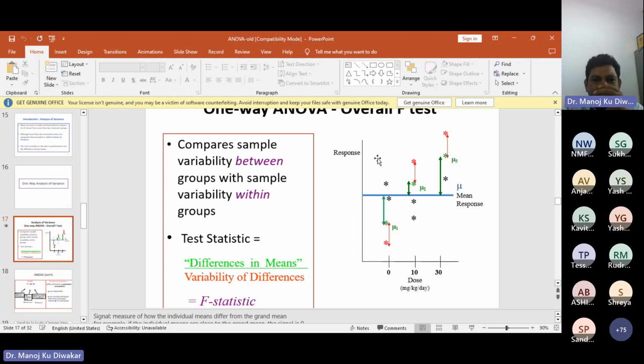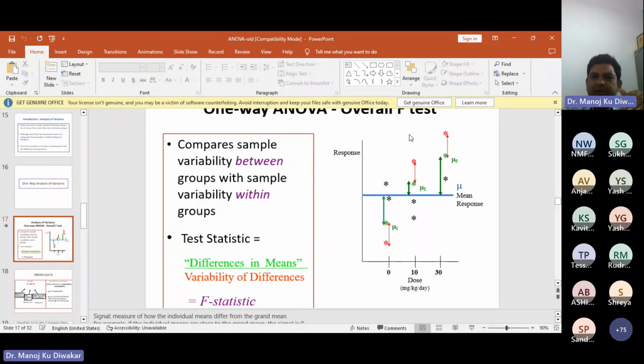Basically what we are trying to understand is shown in this graph. This is your mean response value. This is, let's say, for placebo or 0 mg dose given to the patients, 10 mg dose given to the patients, or 30 mg dose given to the patients, and then we would like to see how these values are going to be closer to the mean value.